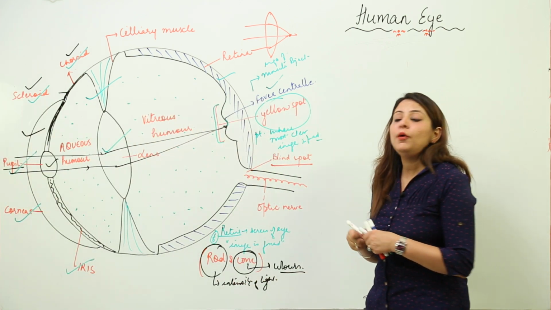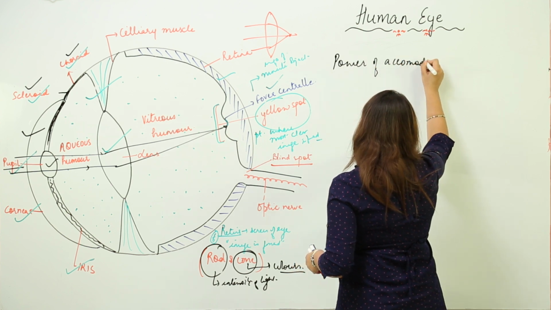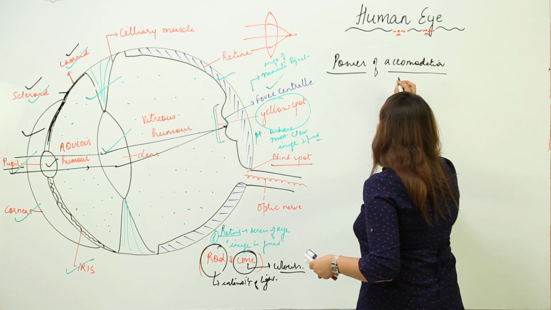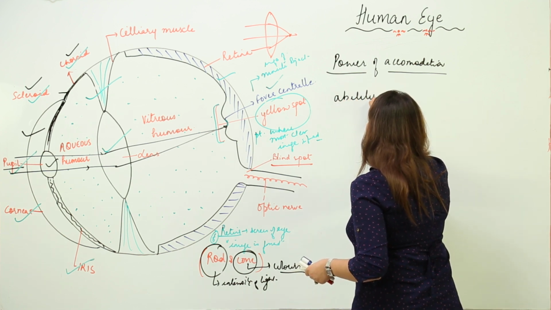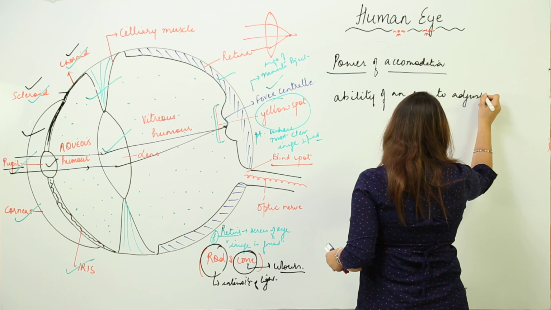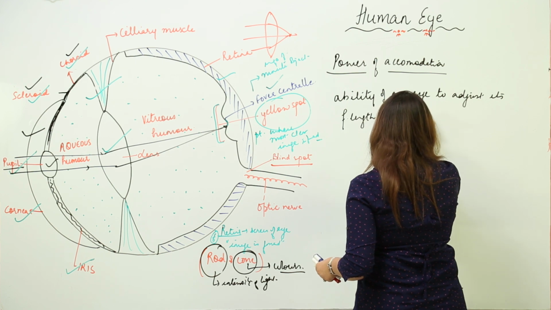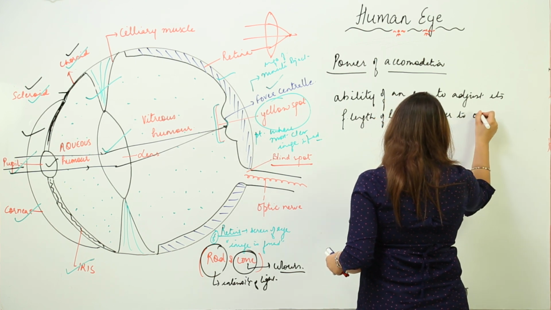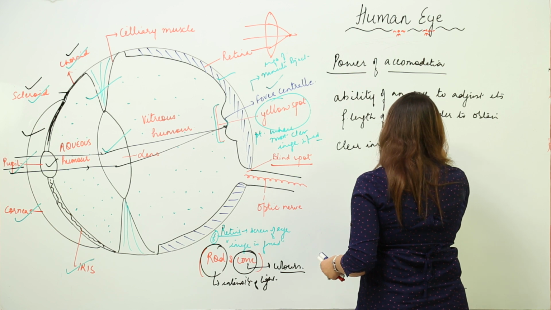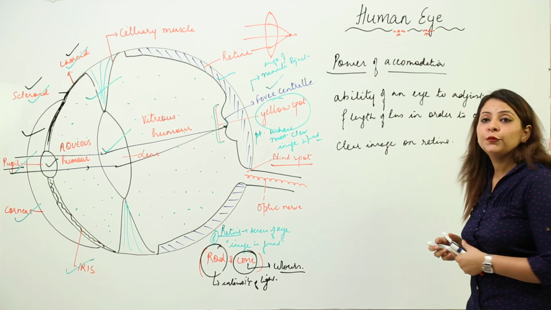Now we are going to start with the power of accommodation. Now what is accommodation? I will write a statement first, then we will discuss. Accommodation is the ability of an eye to adjust its focal length of lens in order to obtain a clear image on retina.